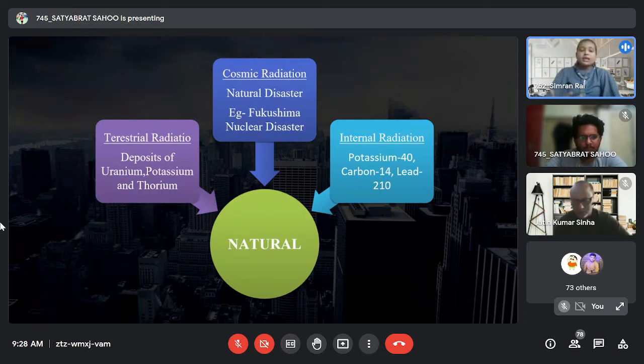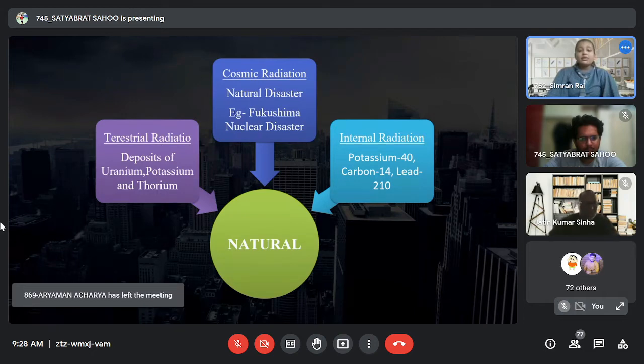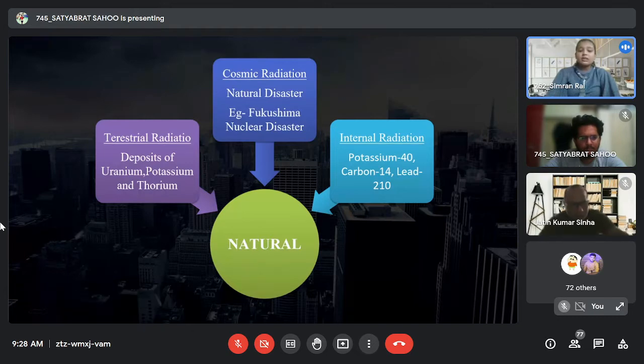The doses from terrestrial sources also vary in different parts of the world. Locations with higher concentrations of uranium in their soil have higher dose levels. The major isotopes of concern in terrestrial radiation are uranium and its decay products, such as radon and radium.